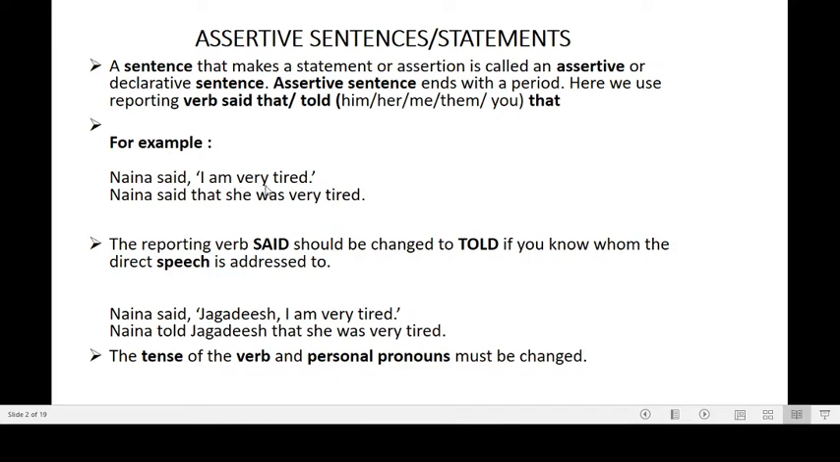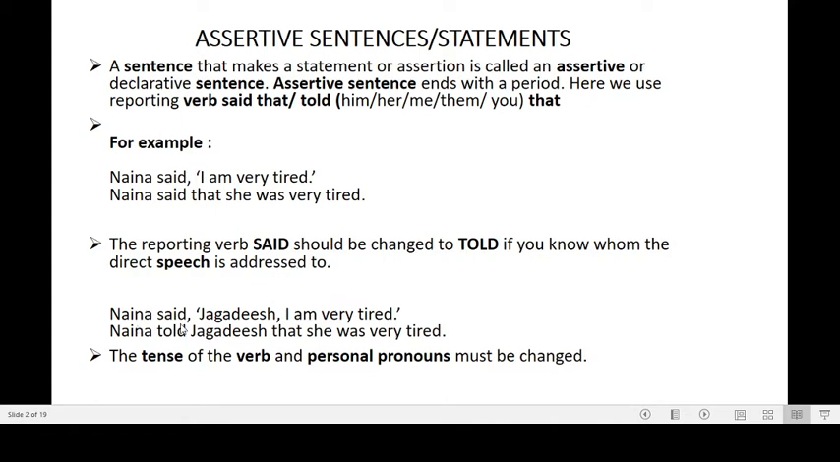So the first thing that you have to do is, after looking at a sentence in direct speech, you have to identify the type of sentence. And if you identify the sentence to be an assertive sentence, then you have to use the introductory verb said that or told him, her, me or them that. Now let's understand when this told that should be used. The reporting verb said should be changed to told if you know whom this direct speech is addressed to.